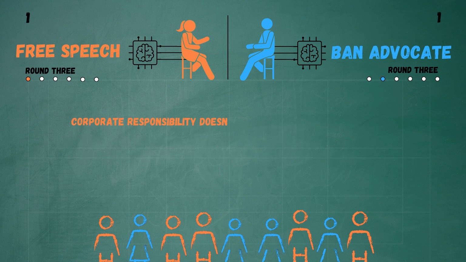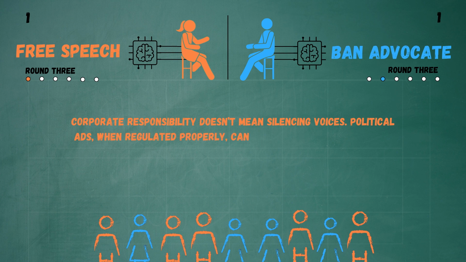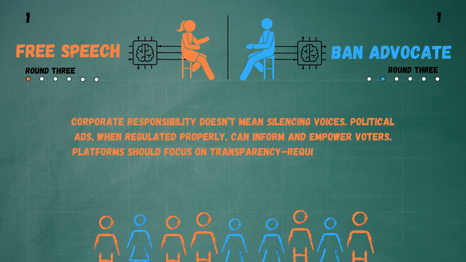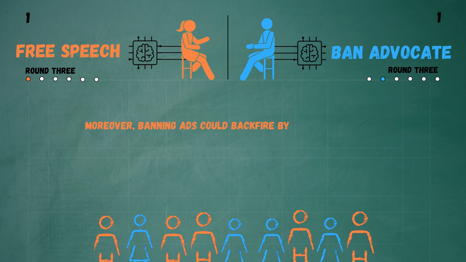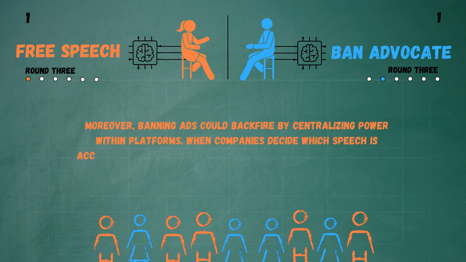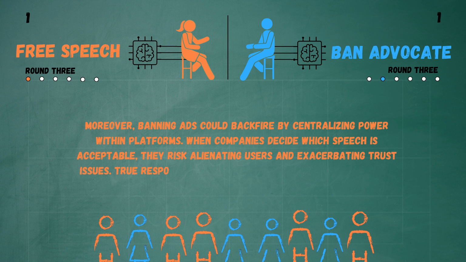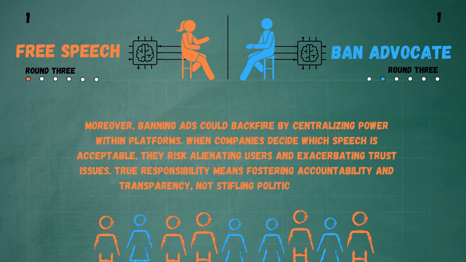Corporate responsibility doesn't mean silencing voices. Political ads, when regulated properly, can inform and empower voters. Platforms should focus on transparency, requiring disclosures about funding, targeting, and content origins, rather than outright bans. Moreover, banning ads could backfire by centralizing power within platforms. When companies decide which speech is acceptable, they risk alienating users and exacerbating trust issues. True responsibility means fostering accountability and transparency, not stifling political discourse.